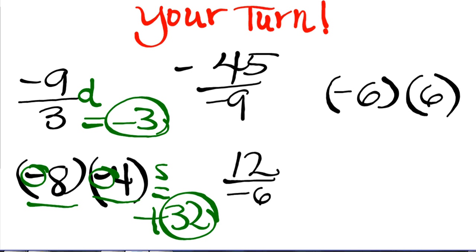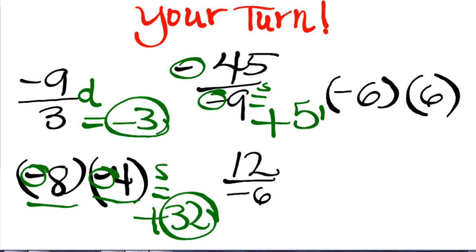All right, let's look at the next example. We have negative 45 divided by negative 9. We know that these signs are the same, so my answer is going to be positive. Remember, signs the same, the answer is positive. And 45 divided by 9 is 5, so my answer is positive 5.